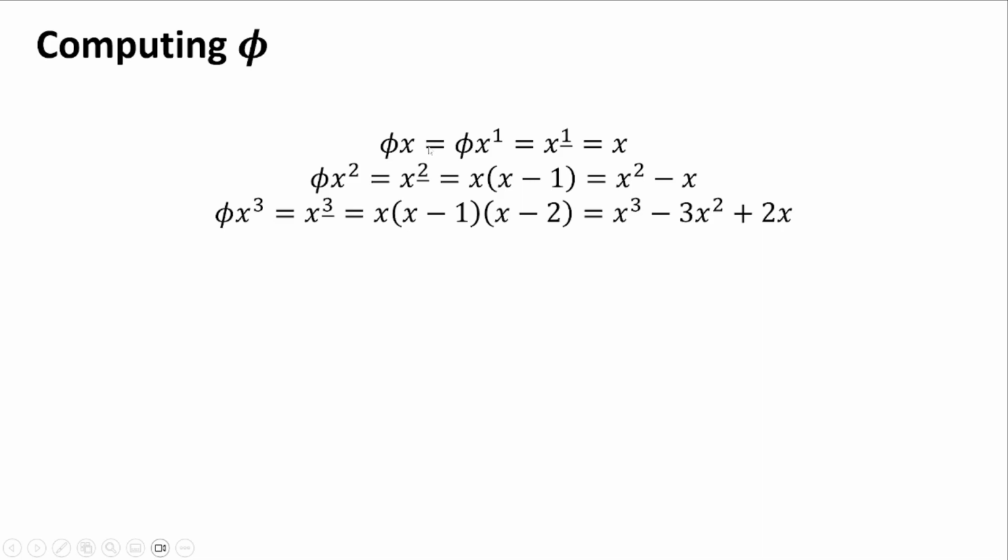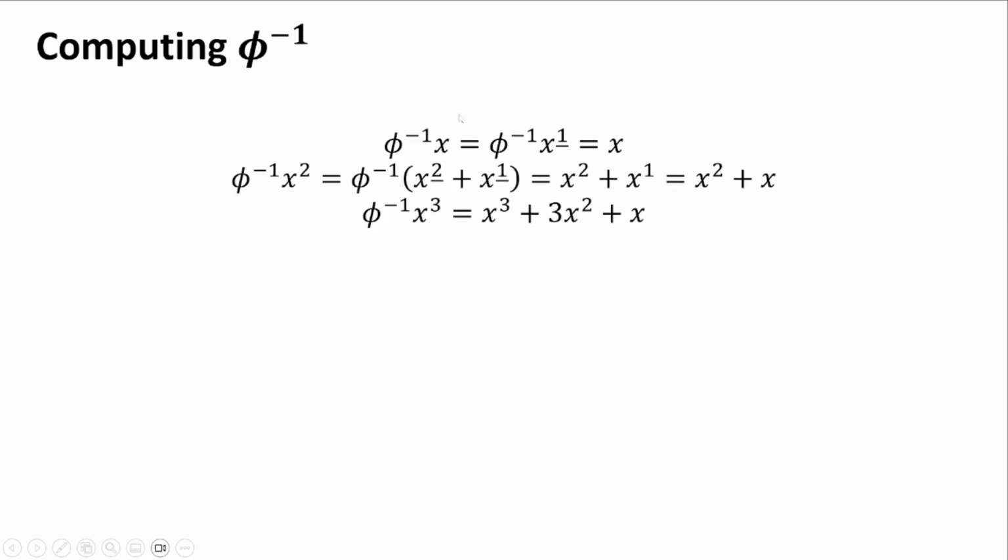Now we will take a look at how to compute phi. Phi is very easy. If we compute phi of x, what we do is change the power of x into the falling power. So phi of x is x to the falling 1. Phi of x squared is x to the falling 2. If we want to write it as the original powers, we use the definition of the falling power, which is x multiplied by x minus 1, giving x squared minus x. Phi of x to the 3 is x to the falling 3, which is x multiplied by x minus 1 multiplied by x minus 2. If we open the brackets and multiply each term by each other, we get x cubed minus 3x squared plus 2x.